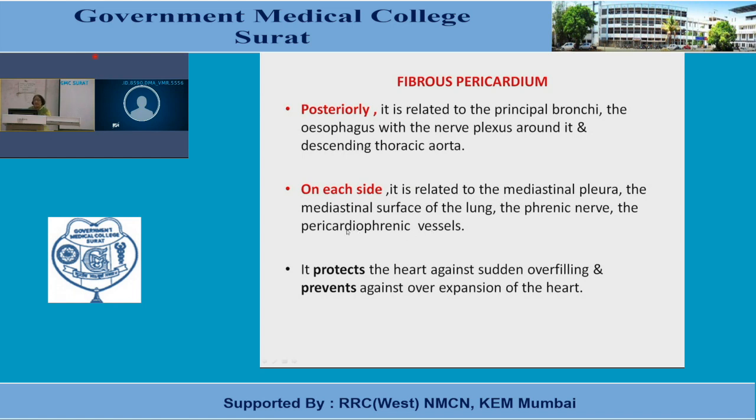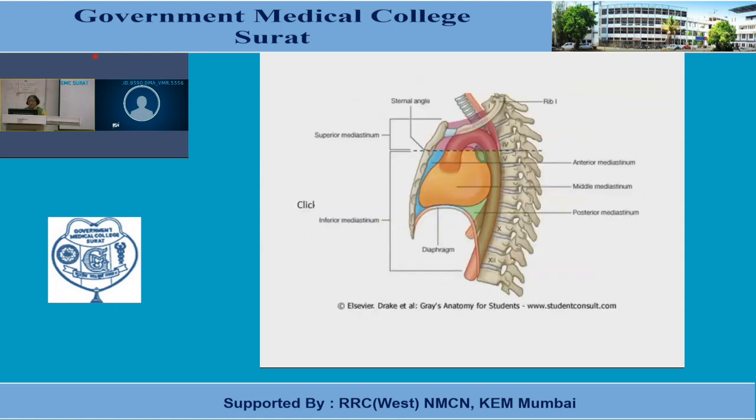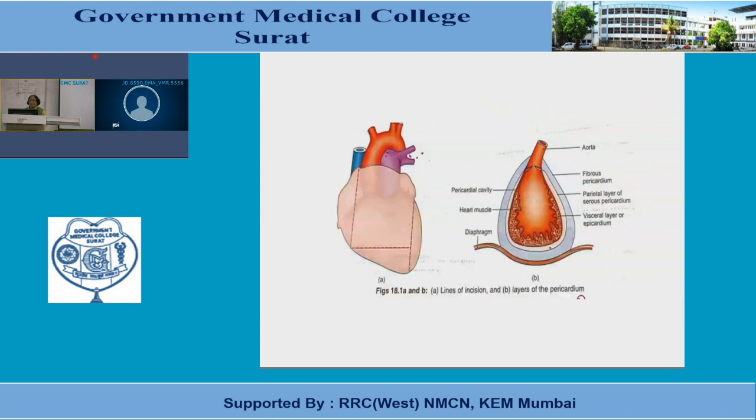Now the fibrous pericardium functionally protects the heart against sudden overfilling and prevents overexpansion of the heart. Now the diagram showing here the relations. We can see here the fibrous pericardium and both of these two. The heart and its great vessels, the protective layer is completely visualized.